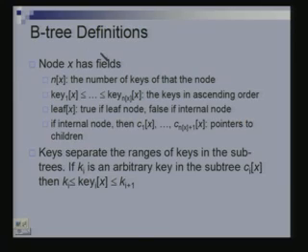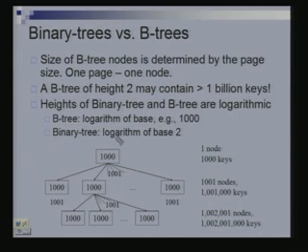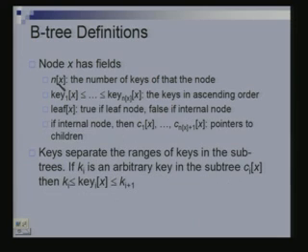So this is just reiterating what the node is. x is now referring to a particular node. So what does the node x have? n of x is the number of keys in that node. And once again the first key is going to be less than the second key, so key 1 of the node is less than key 2 of the node, and so on. So there are n of x keys.